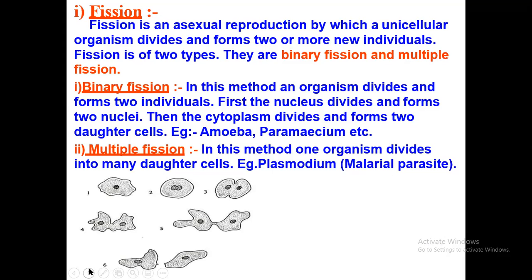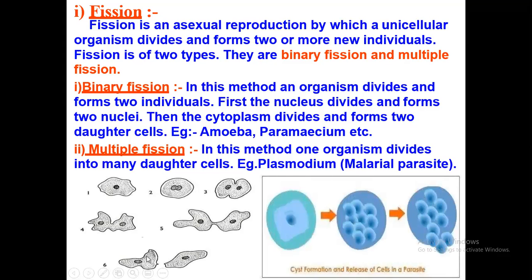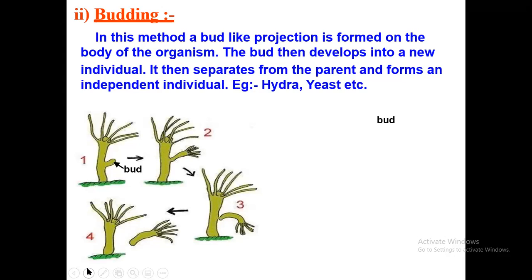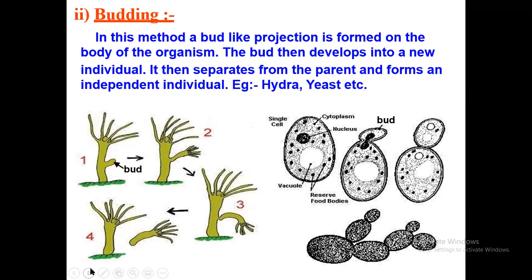This is the example of binary fission. This is the example of multiple fission. Next, we will discuss budding. In this method, a bud-like structure is formed on the body of the organism. The bud then develops into a new individual, then it separates from the parent and forms an independent individual. The examples of budding are hydra and yeast.